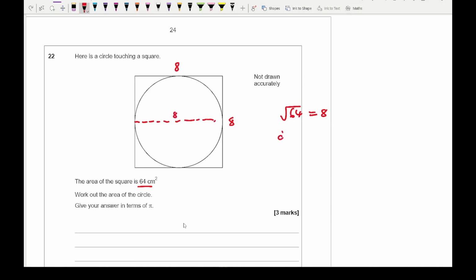So therefore, if the diameter of the circle is 8, then the radius is going to be 4. And to work out the area of a circle, it's pi times r squared. So it's going to be pi times 4 squared, which equals 16 pi.